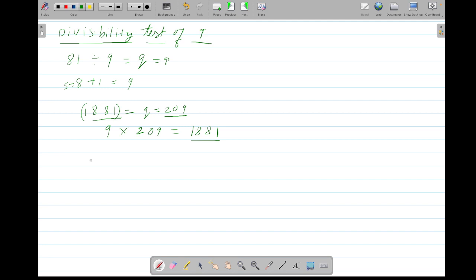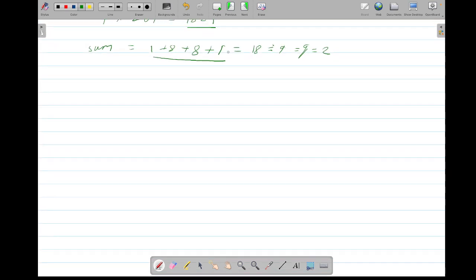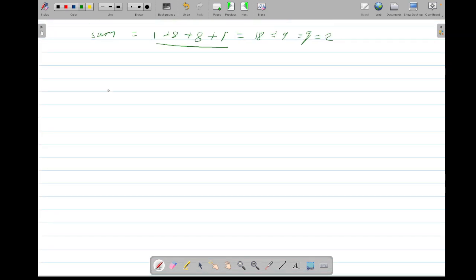And let's check using the divisibility test. If we sum the digits, it is 18, and 18 is divisible by 9. So we can say this number is divisible by 9. We can take other examples also, and you can try.